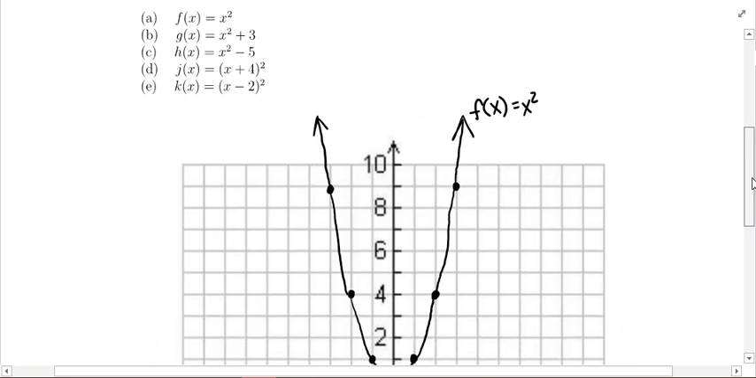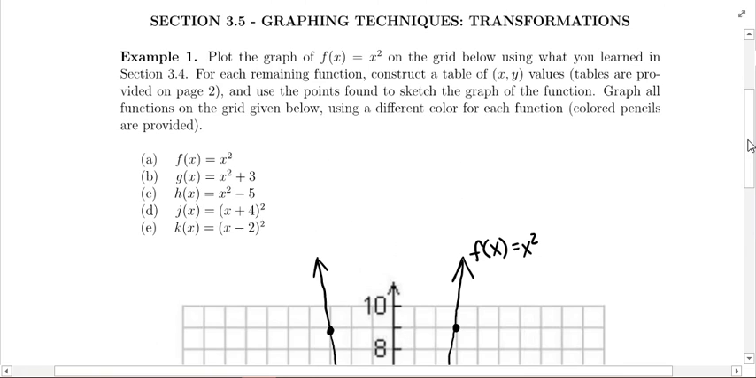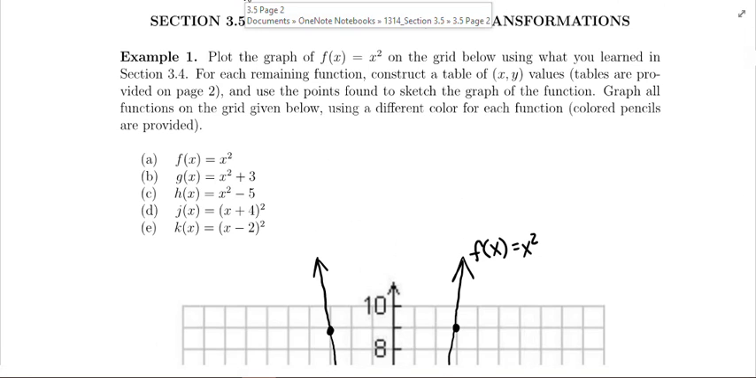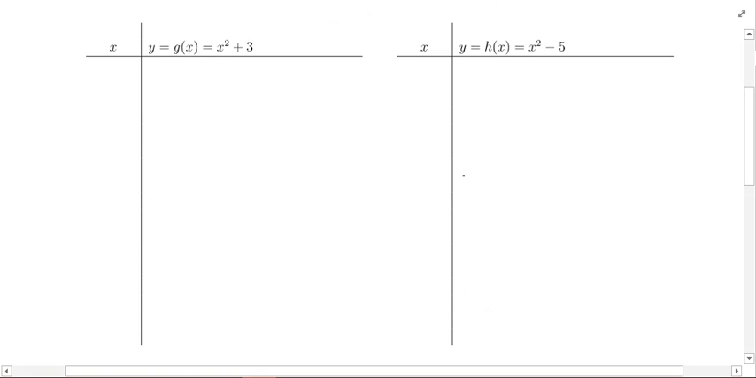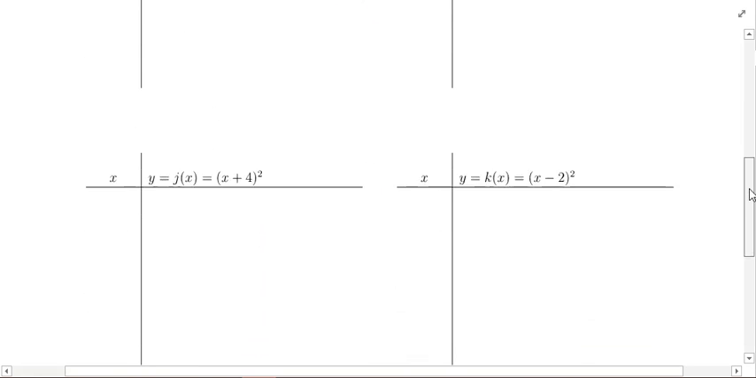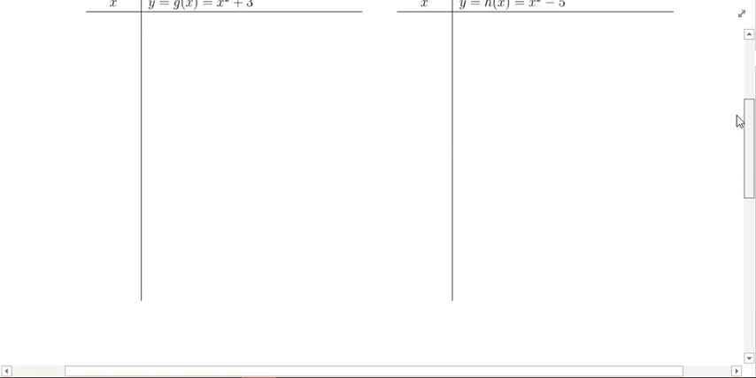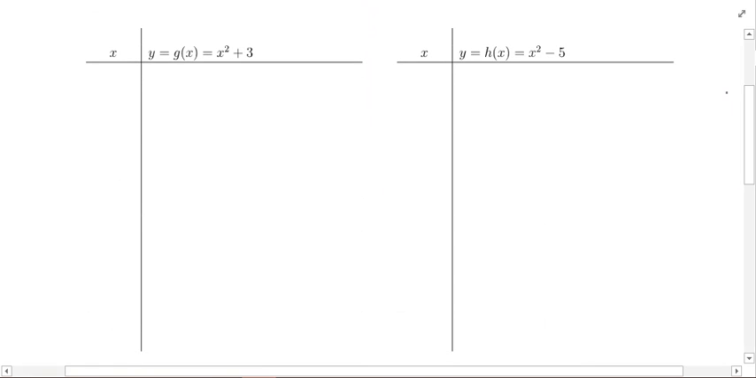Now I am going to go to the second page and start making a table of values to come up with a list of points so that we can plot each of these other 4 functions on the same grid. If you look at page 2, there is a table of values for each of the 4 remaining functions. So I am going to go ahead and pause the video.